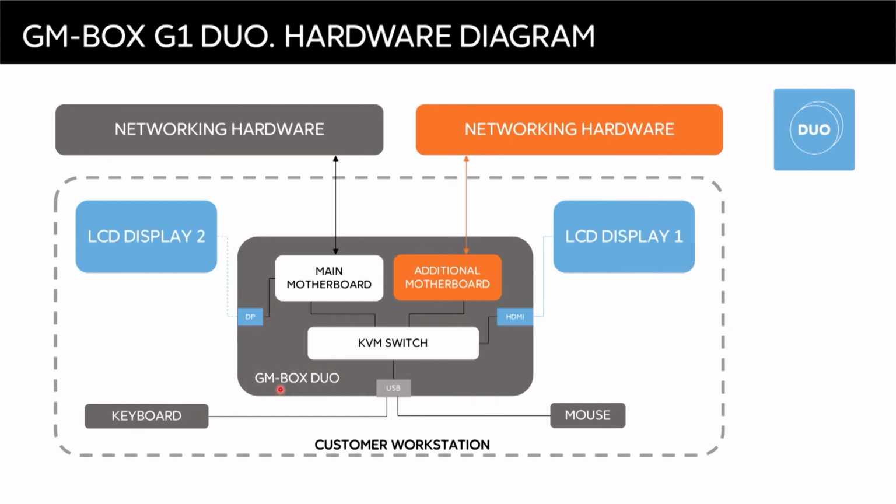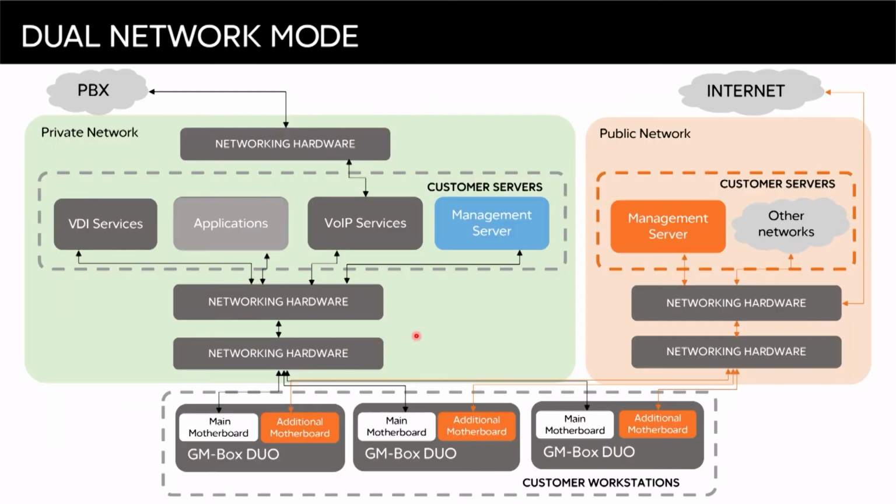This is the Duo, and it actually has two motherboards. This allows me to connect it to different network infrastructures, and inside we have a keyboard mouse switch that allows you to connect the keyboard, mouse, and HDMI and switch them between one motherboard and the other motherboard. The main reason for this is to work, for example, in banking systems or with high security of data.